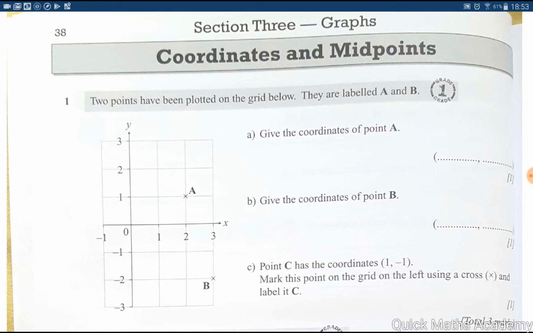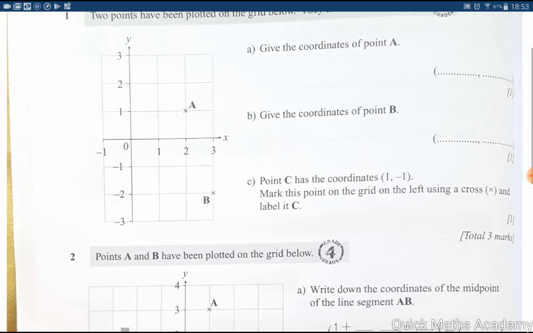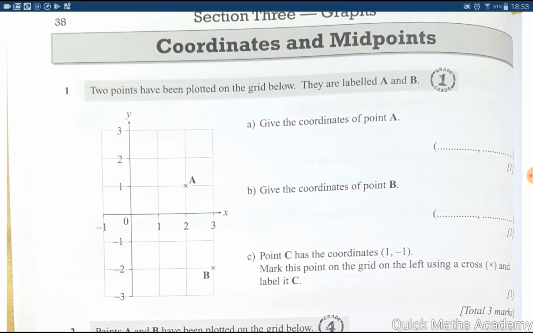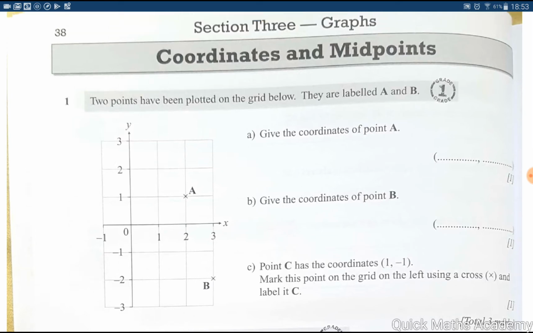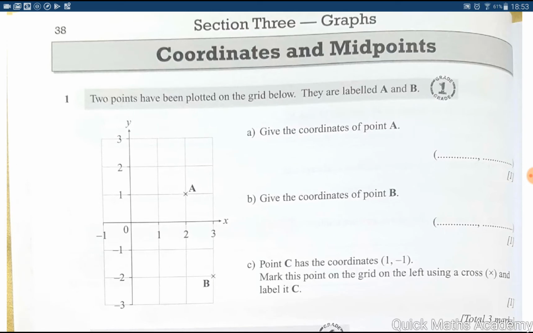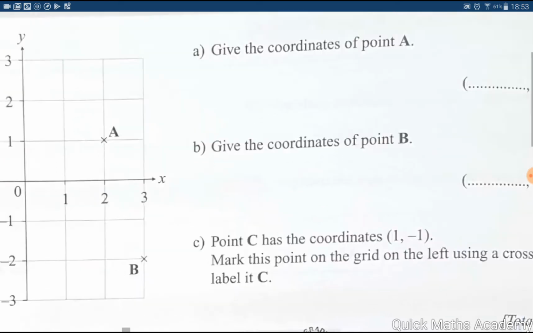So we are going over some coordinates here, just to remember. I know pretty much all of you should know how to do this, but it's always good to recall this. Okay, so you have 2 points here, they are labeled A and B. Give the coordinates of point A.